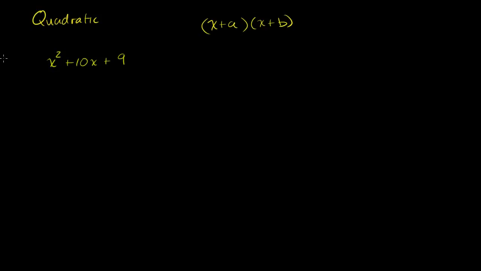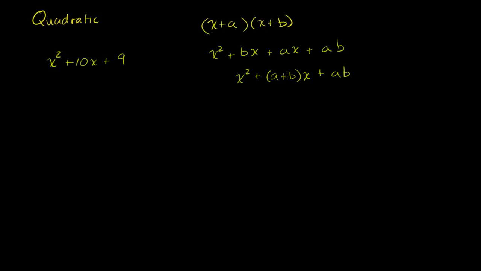Well, we have a little bit of experience doing this. This will be x times x, which is x squared, plus x times b, which is bx, plus a times x, plus a times b, plus ab. Or if we want to add these two in the middle right here, because they're both coefficients of x, we could write this as x squared plus b plus a, or a plus b, x plus ab.